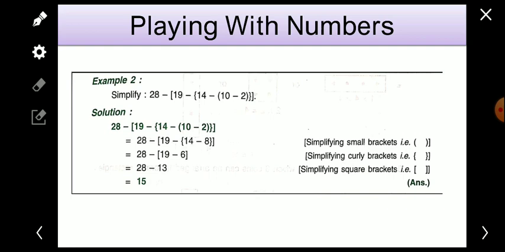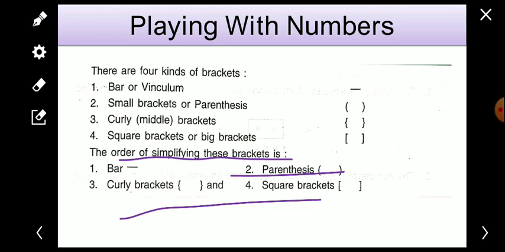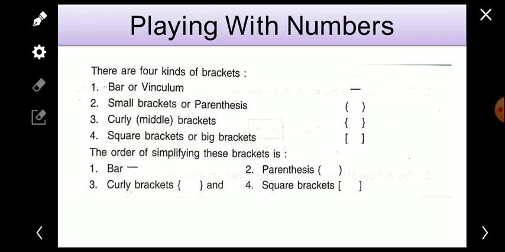So we have understood the order for simplifying the brackets. If all the brackets are there, then in which manner we will simplify, what will the order be, that we have understood. At first the bar, then the small bracket, then the curly bracket, then the square or big bracket.